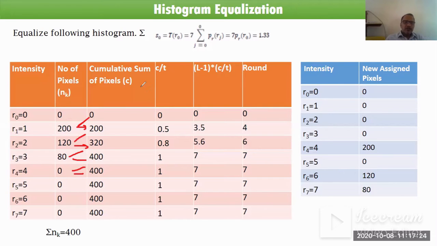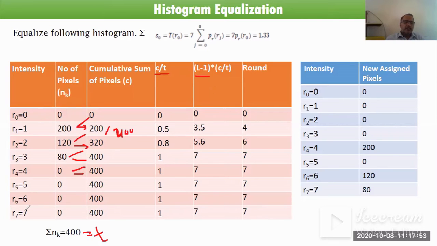So this is a cumulative sum. Then you have to do c divided by t, where t is the total. So 200 divided by 400 will be 0.5. 320 divided by 400, where 400 in this example is the total sum. In this way we calculate c upon t for all these values. Then the next step, L minus 1.